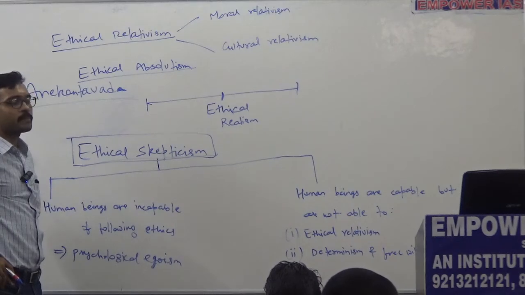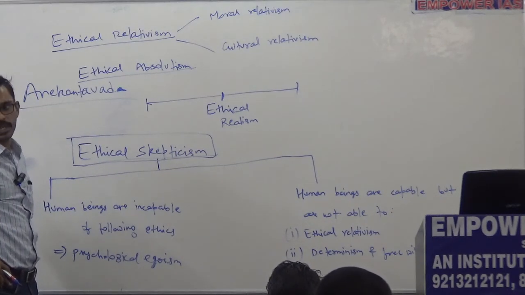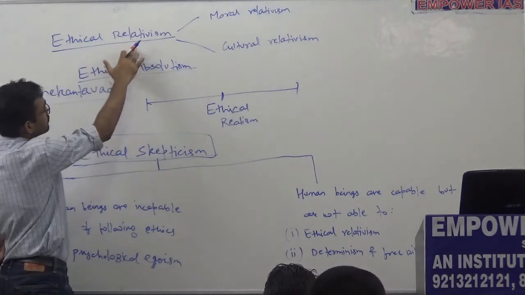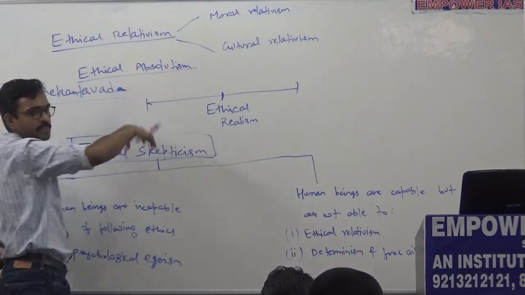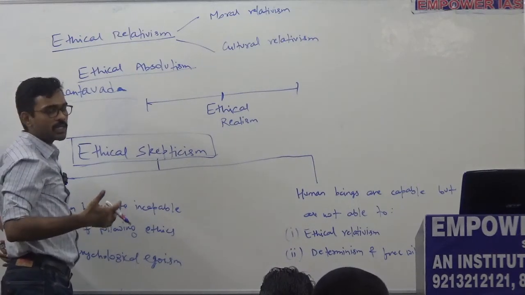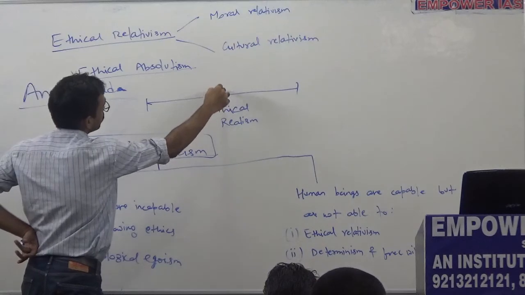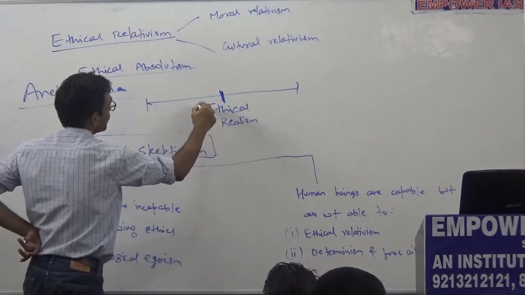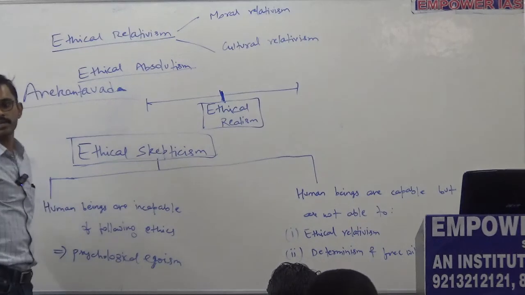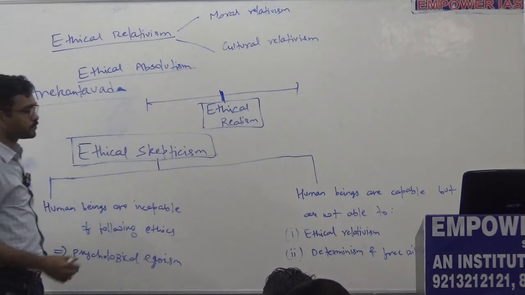So always the correct path is the middle path, in examination as well as in life. On one end of the spectrum we have ethical relativism, which has been rejected. On the other end, we have ethical absolutism, that everything is absolute. It also has been rejected. What has been accepted is ethical realism, which is a mix of ethical relativism and ethical absolutism.